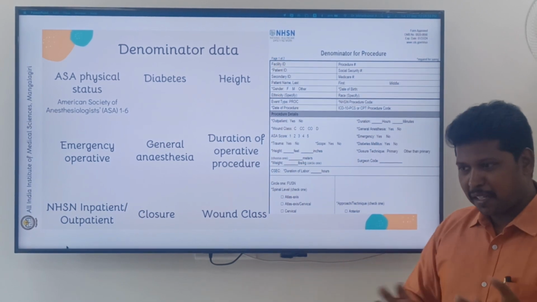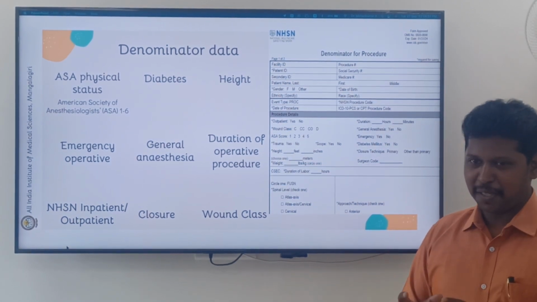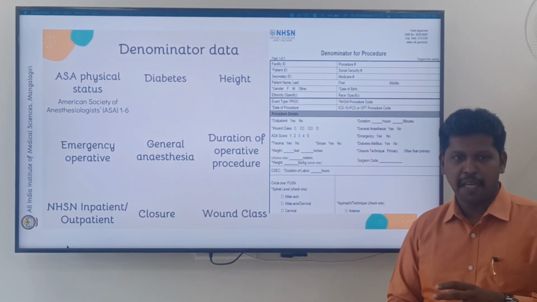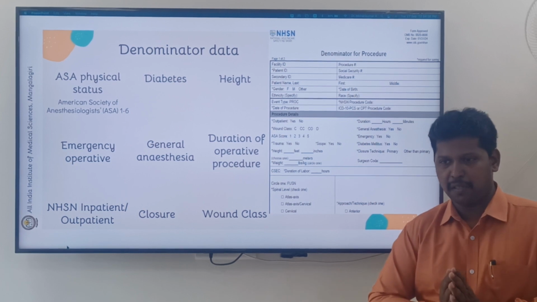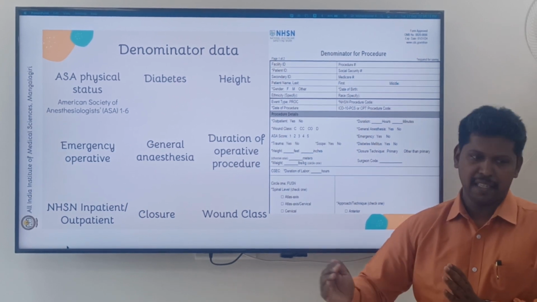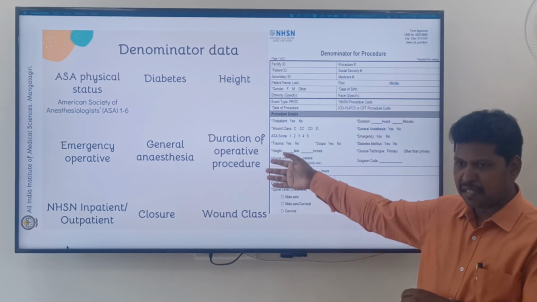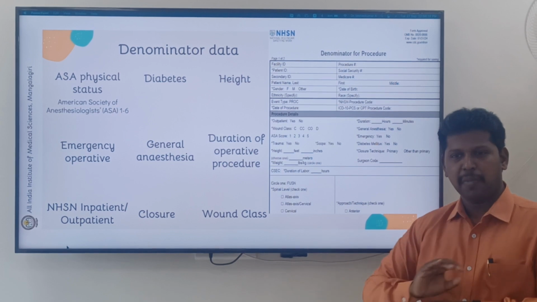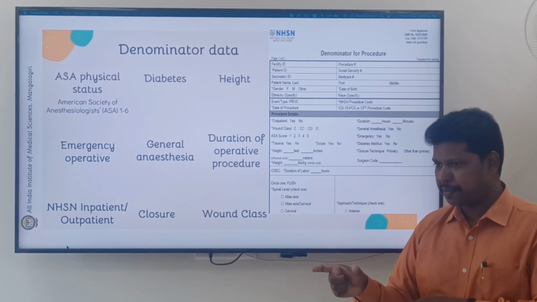So it's going to be a little more complex and factual. Denominator data. Basically in any HAI infection, the denominator is going to be the whole population: total catheter days, total ventilator days, or total number of surgeries. Even here in SSI, the denominator is the total number of surgeries that happened in that particular duration.